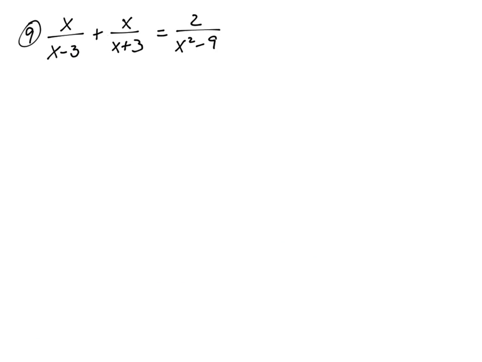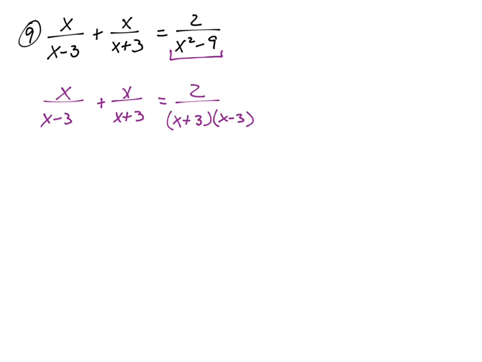So this time we've got x over x minus 3 plus x over x plus 3 equals 2 over x squared minus 9. Just like everything else we've done, we're probably going to have to factor part of it. In this case, I know I have to factor this piece here. So let's skip a step here: x over x minus 3 plus x over x plus 3 equals 2, and this is the difference of squares, so x plus 3, x minus 3.